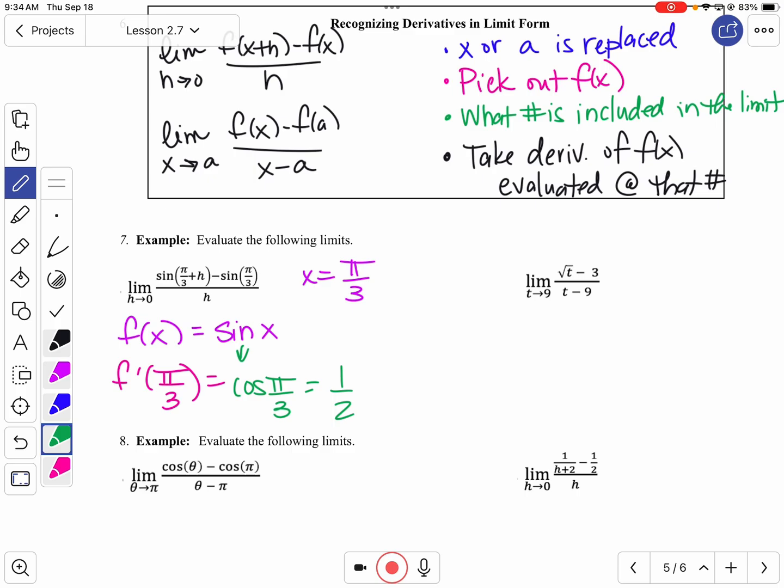All right, look at the next one. I've got the limit of the square root of t minus 3 over t minus 9. We're taking the limit as t approaches 9. First definition or second definition? Second. What's the a value? This one's tricky. 9. It's what t approaches. Okay, a is 9. Now, what is my function? It'll always be what's sitting right there in the beginning. What's f of t?